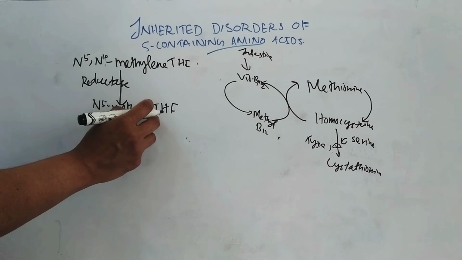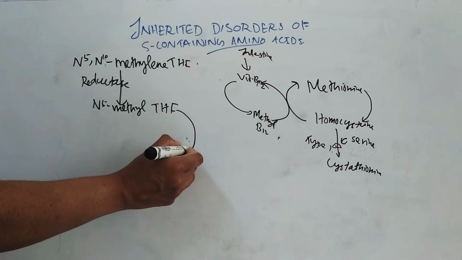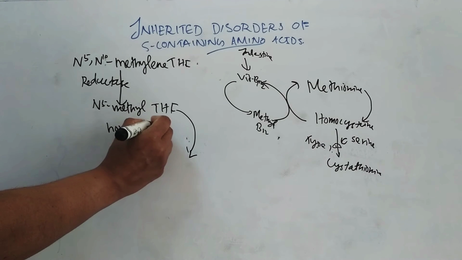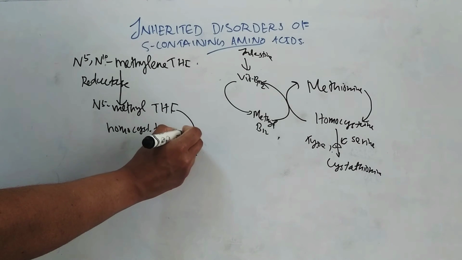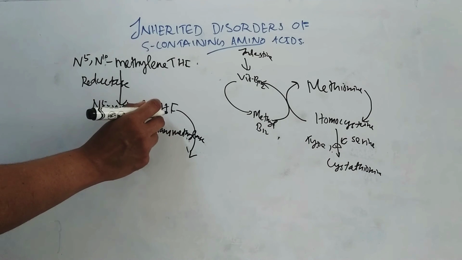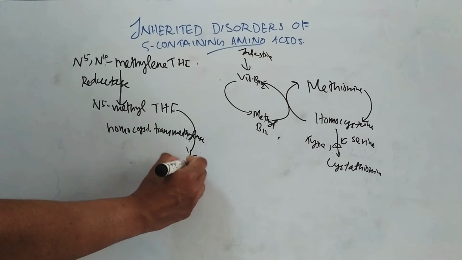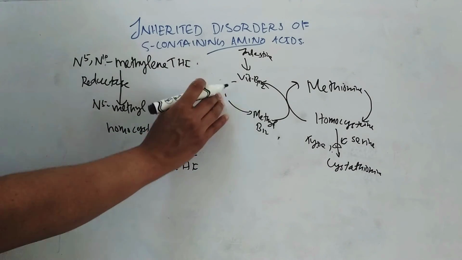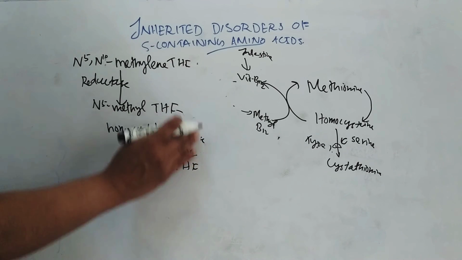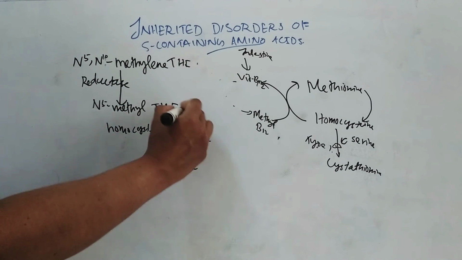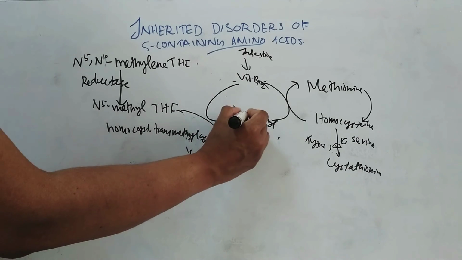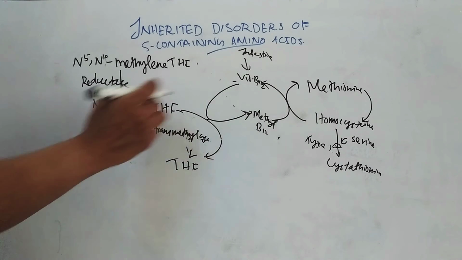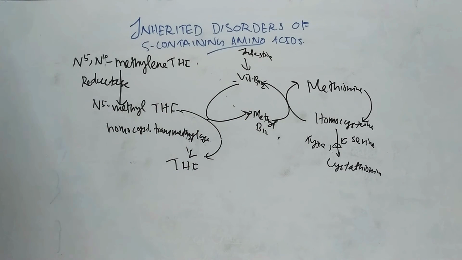This N5 methyl THF, by the enzyme N5 methyl THF homocysteine transmethylase, is converted to tetrahydrofolate, that is THF. Then vitamin B12, by accepting a methyl group, can form methyl B12.